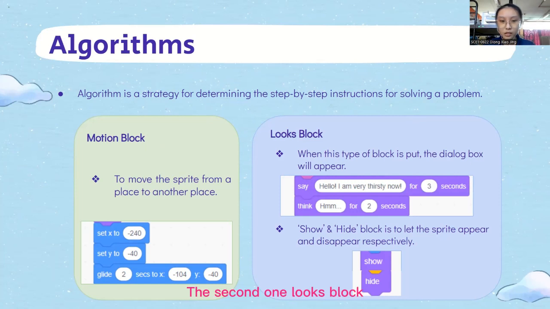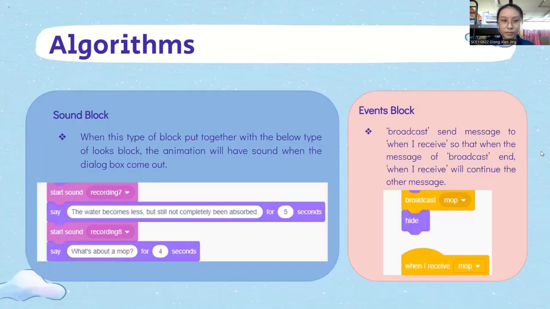The second one, looks block. When this type of block is put, the dialog box will appear. Show and hide blocks let the sprite appear and disappear respectively. So now I will explain about the sound block. When this type of block is put together with the below type of looks block, the animation will have the sound when the dialog box comes out.